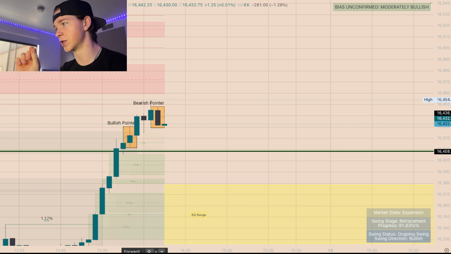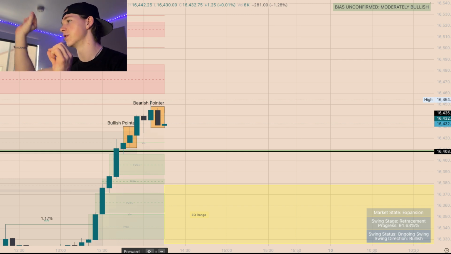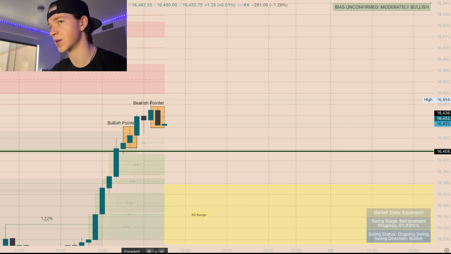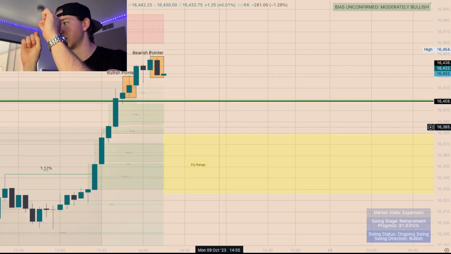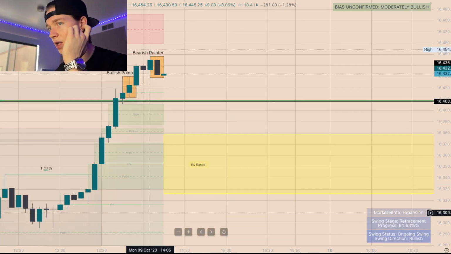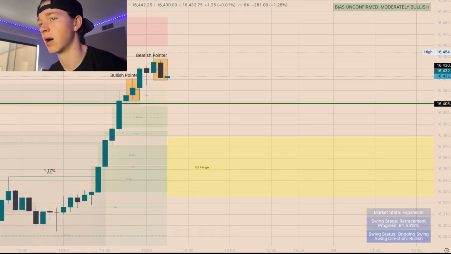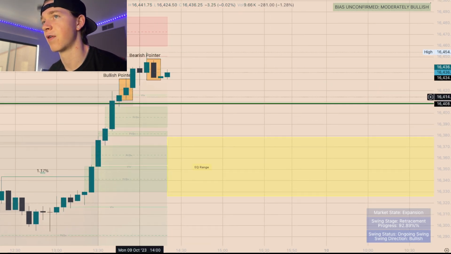You'll have your efficient delivery, inefficient, inefficient, inefficient, inefficient. That's what you want to see in an expansion to the upside, or a retracement to the downside. You want to see efficient pointer, inefficiency, inefficiency, inefficiency, inefficiency down to an equilibrium. It's that simple. So now I want to wait for that delivery. We could have a fair value form here.